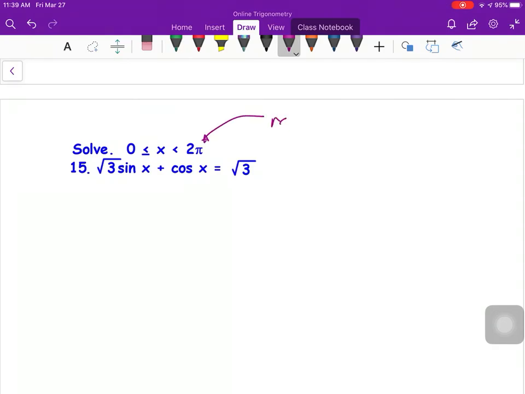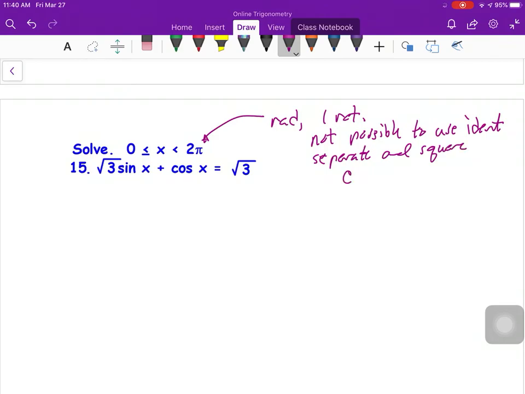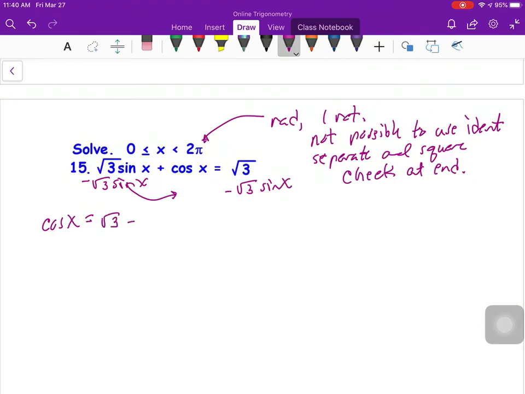Number 15. Now, number 15 has switched to radians, and we have 1 rotation. We have 2 different trig functions, but it's not possible to use identities. We don't have one that works. So we're going to separate and square both sides. That'll require us to check at the end. So to separate, I'm going to move this one over, just so that I end up with all of the ones with square root of 3's on the same side. So I'm going to subtract square root of 3 sine x. That will leave me with a cosine of x equals square root of 3 minus square root of 3 sine x. And now we're going to square both sides.